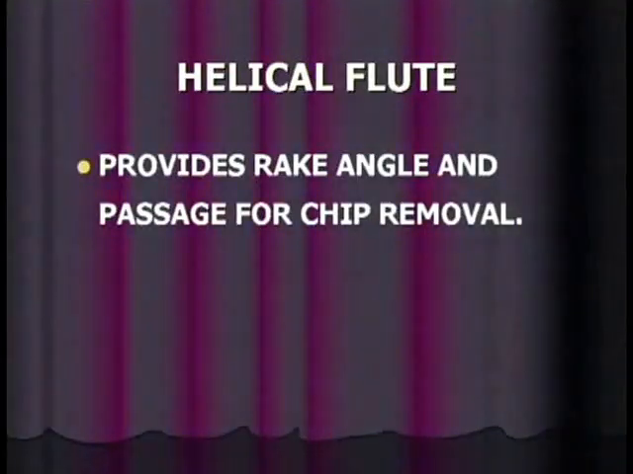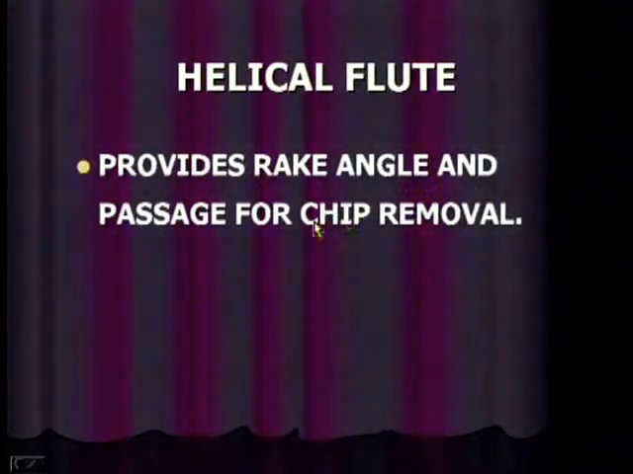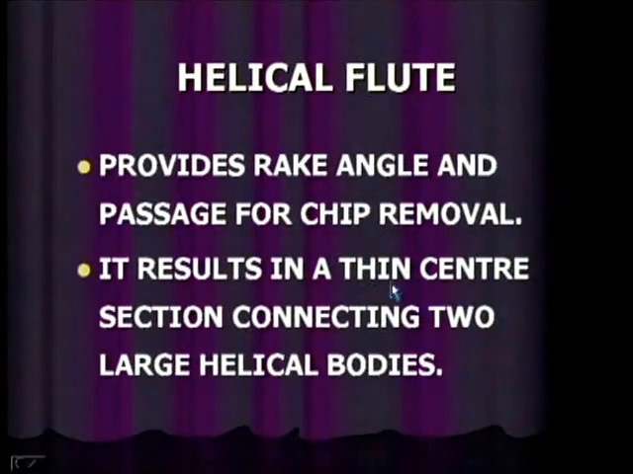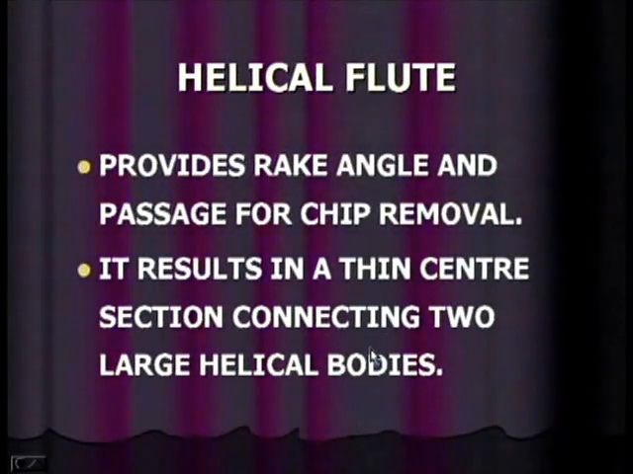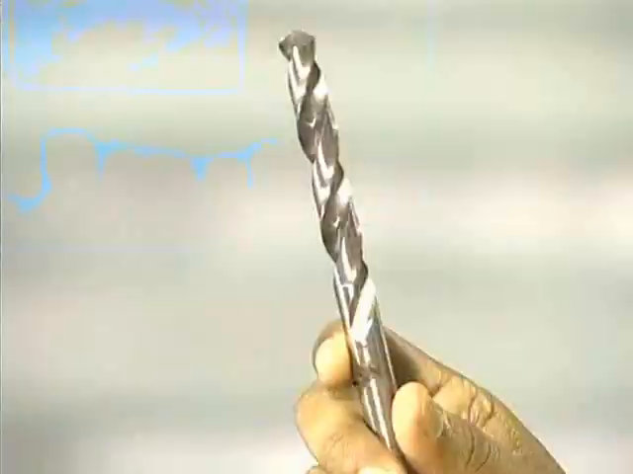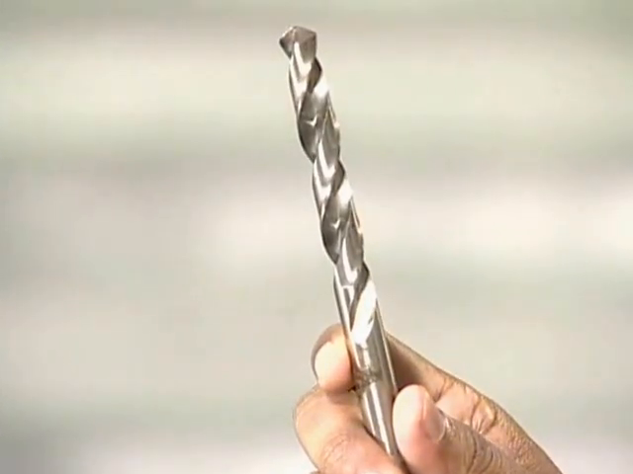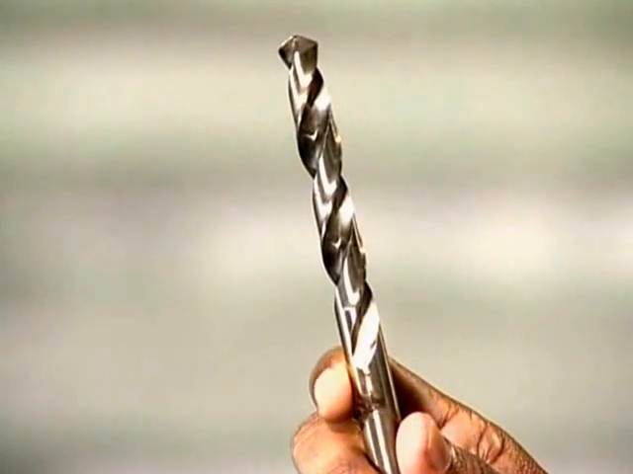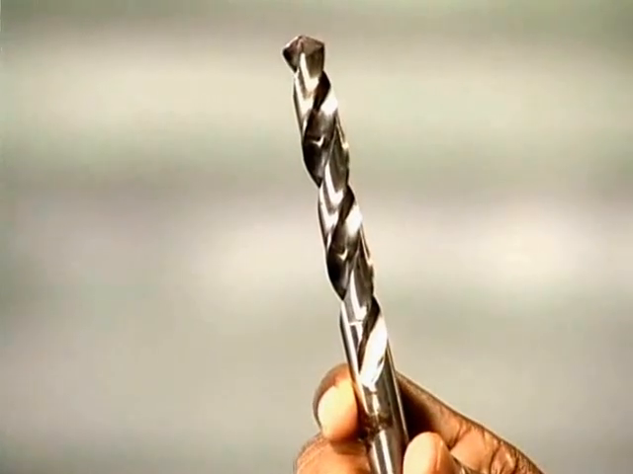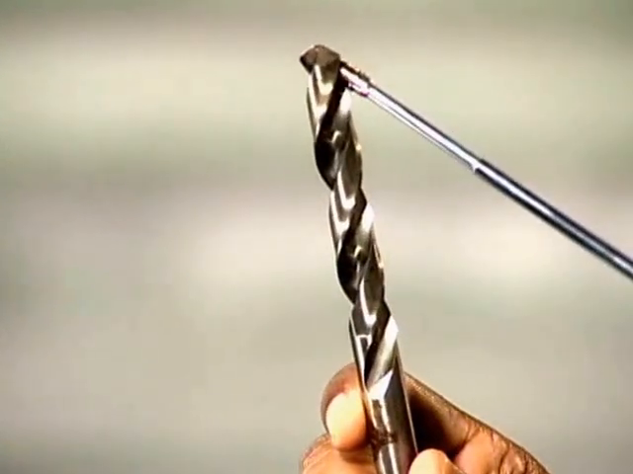So here this is a helical flute, which provides rake angle and a passage for chip removal, and it results in a thin center section connecting two large helical bodies. So we have seen just now the helical flutes. What is the purpose of the helical flute? It provides rake angle as well as chip formation. So rake angle is a basic angle.